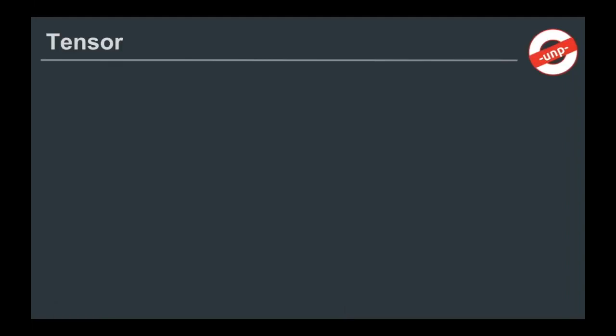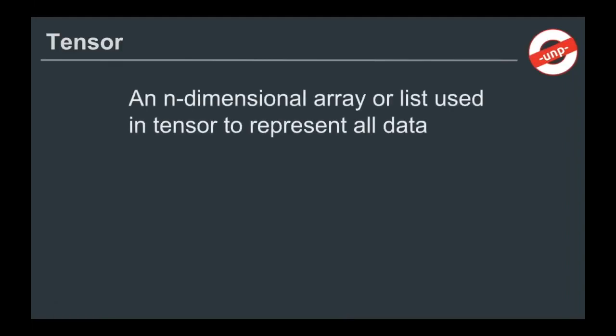We want to focus more on this thing called tensor. A tensor is an n-dimensional array or list used in TensorFlow to represent all data. So whatever data we are going to represent is going to be a tensor, be it a number like 12, or a list of numbers like 1, 2, 3, 4, or a list of lists of numbers, and so on. A tensor can be an n-dimensional array.